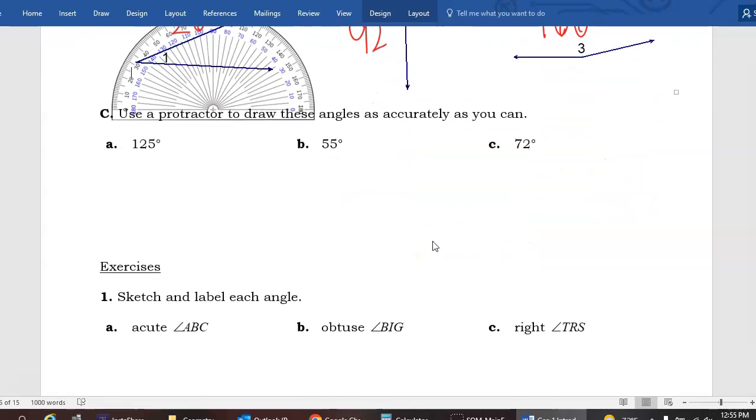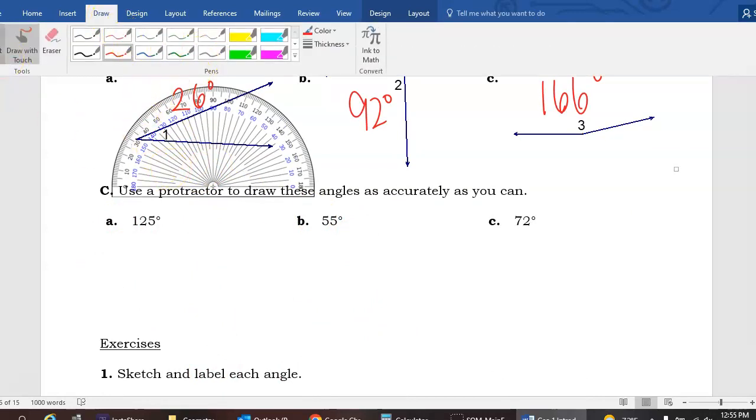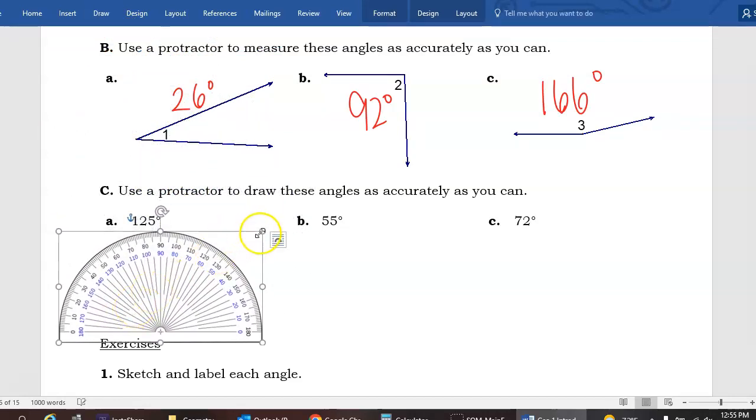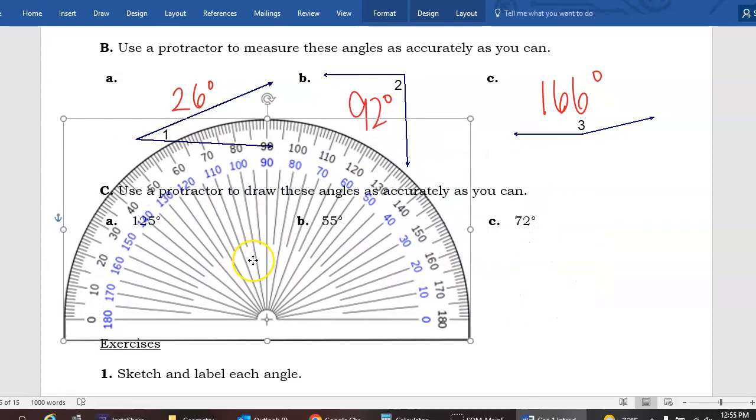Okay, I think I got one example left, and that is using the protractor to draw some angles. So let's slide this guy down here. I'm going to make it bigger just because I want it to be more reflective of what your actual protractor is going to look like on your paper, so we can kind of see how that would work.